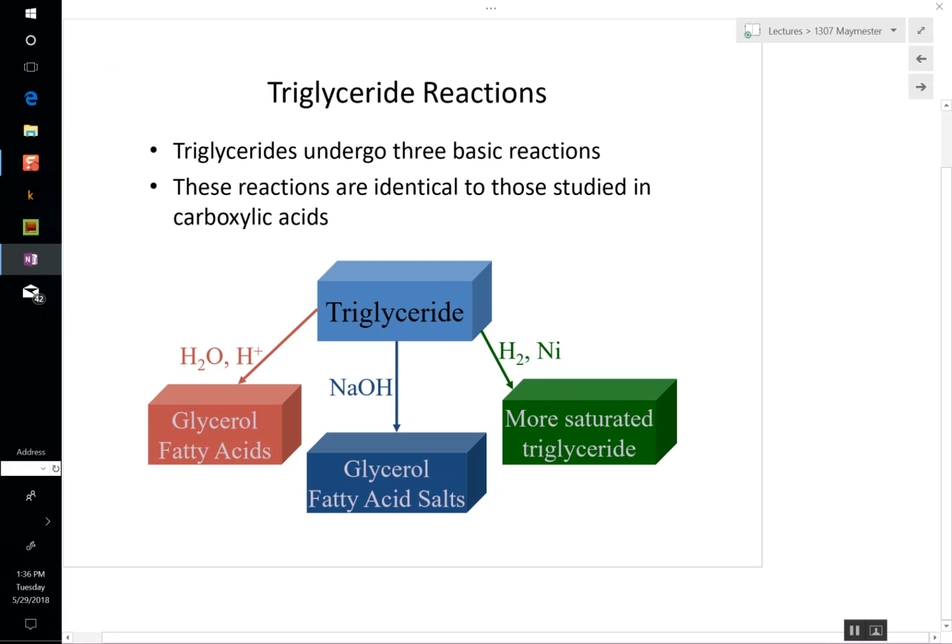Okay, now triglycerides can undergo reactions. This is why we call them saponifiable triglycerides. You can react them with sodium hydroxide. They can undergo hydrolysis. Just react them with water at low pH, and they will hydrolyze into the fatty acid and the glycerol. And then you can hydrogenate some of them. Oleic acid, you could hydrogenate it and convert it into stearic acid.